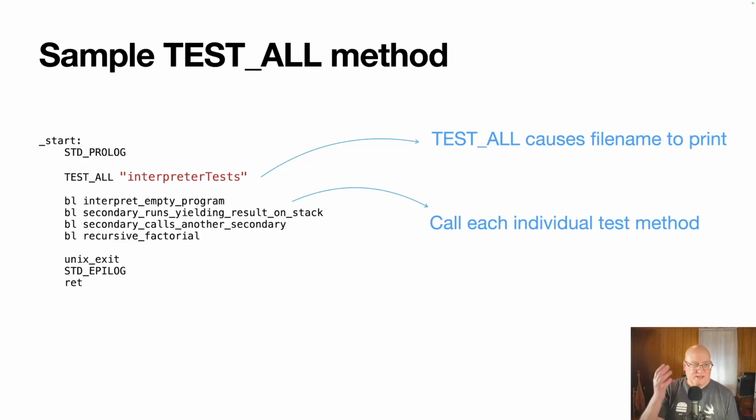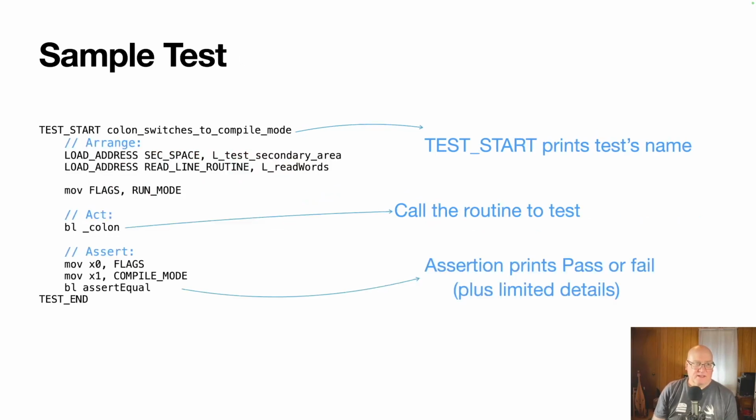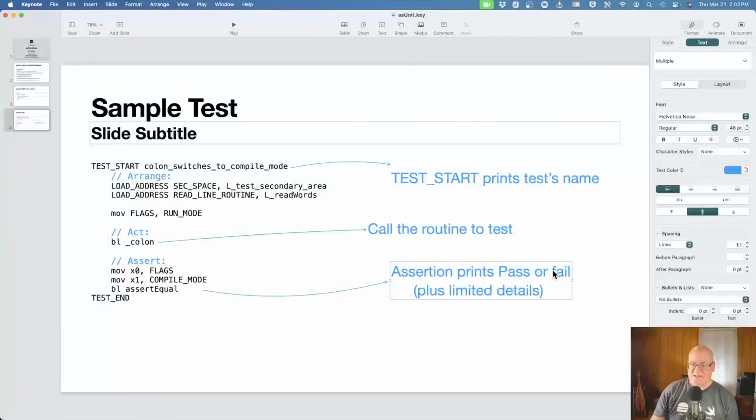I guess this is interpreter test. I couldn't remember which one it was. But it shows there's a routine. It's got a test all before it calls each individual test method and goes on from there. And then a sample test. You test start and you put the name of the test. And you arrange, act, assert like you might expect in a TDD style thing. You call the routine you're going to test, and then at the end, you do an assertion that prints pass or fail. And limited details, we print x0 and x1, I think, if they fail, and maybe you get a little bit more, I guess. Can capitalize this for consistency. All right.